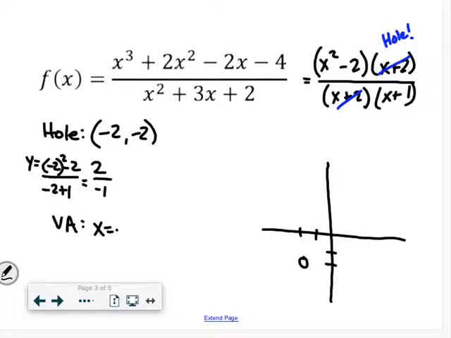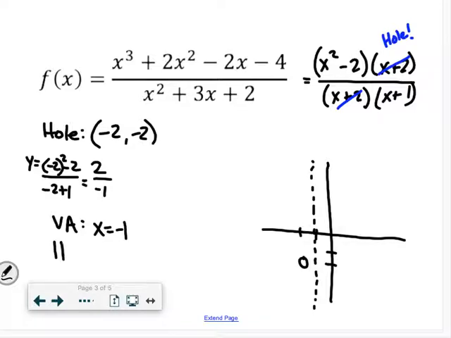It is possible to have two vertical asymptotes. I think on the back side of the worksheet, we've got an example with two vertical asymptotes. So it is possible that you could not cancel a factor and be left with two vertical asymptotes. That's fine. I'm going to plot that at x equals negative 1, right over here.